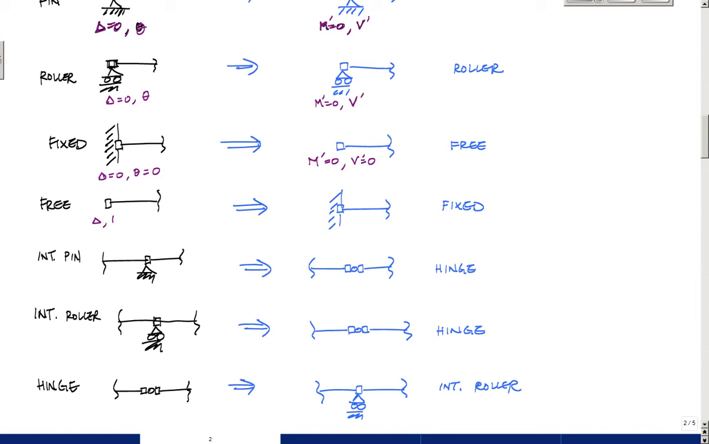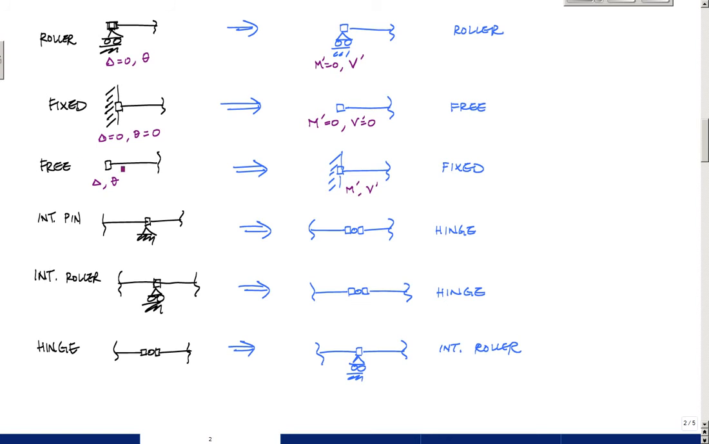And the same thing here, the opposite holds true. You can have any displacement, any rotation at a free end, so that means you can have any moment or any shear in the conjugate beam. So a free end in the real beam becomes fixed in the conjugate world, and vice versa.